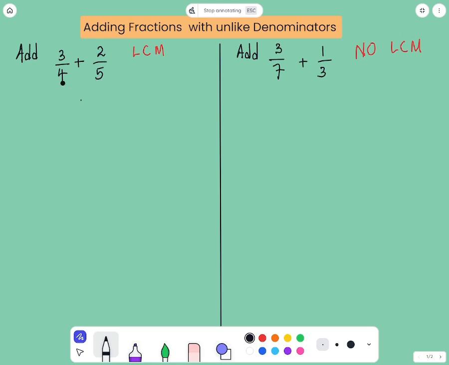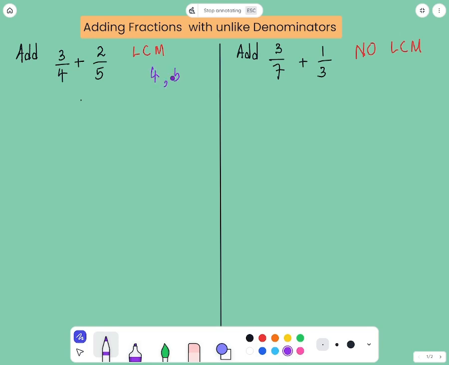So we check the denominators. They are unlike, so we have to make them equal. How do you make them equal? We have to use the LCM of 4 and 5. Let's find the LCM.